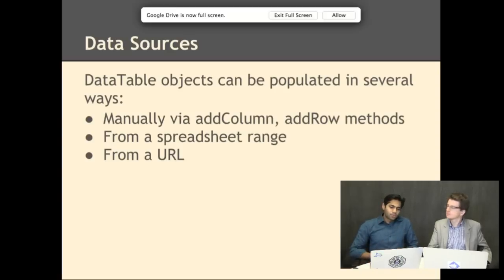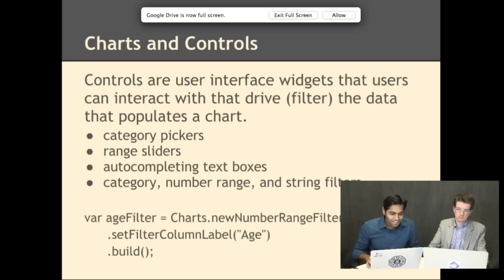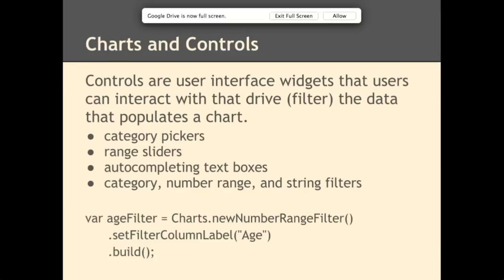Cool. And the third way is from a URL. You can actually provide a data source URL and access the data that way. I'm not going to be showing you an example of this, but I will be using URL fetch app to get some data from an external API and packaging it up into a data table object and using that in a chart. We'll get to that. It's cool. All right, so the second major part of the chart service is our controls.